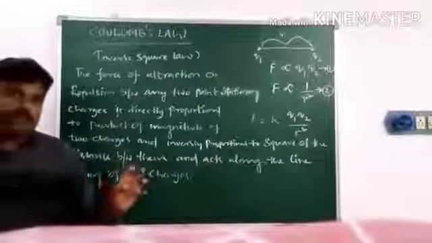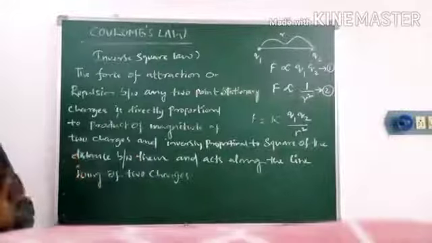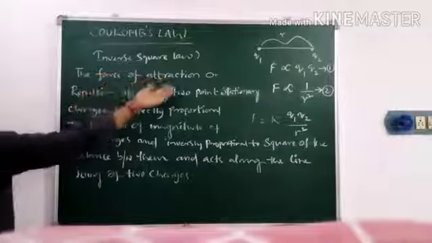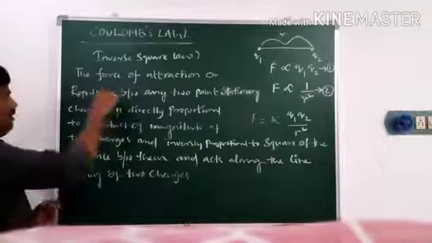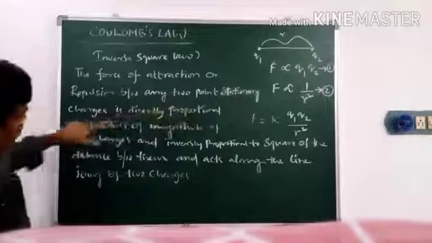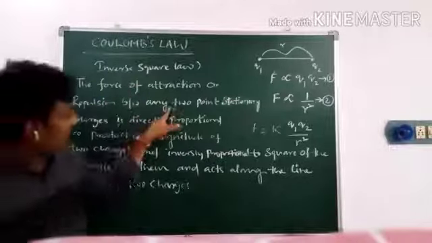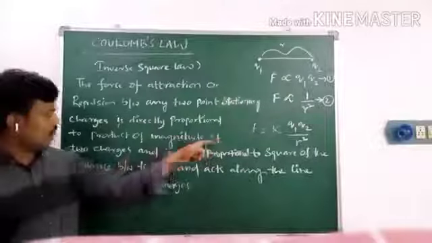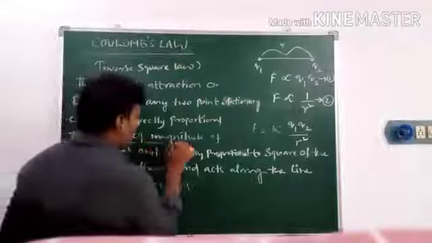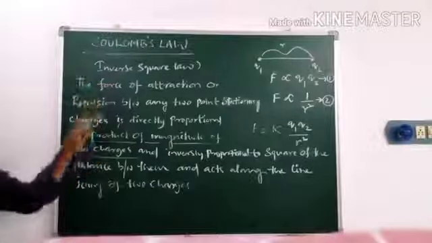Maybe the definition is a little bit bigger. It seems to be bigger, but it's a very easy definition. We have to remember very few things here. We know that there might be a force of attraction or repulsion between two charges, and that force is going to depend on the first factor: the force of attraction or repulsion between any two point stationary charges is directly proportional to the product of magnitude of charges. Look at this, product of magnitude of two charges. So this is the first important point on which the force depends.